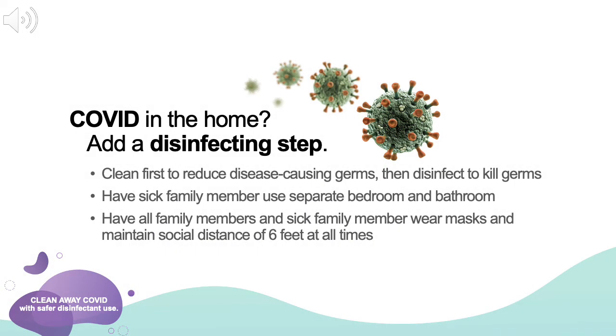If someone in your home is sick, or you think they may be sick with COVID-19, you'll need to disinfect your surfaces after cleaning them in order to protect other family members. Cleaning reduces the number of disease-causing germs in your home, and disinfecting kills the remaining germs. If possible, have the person who is sick use a separate bedroom and bathroom away from other family members. All family members, including your sick family member, should wear masks and maintain social distancing of at least 6 feet when in the same room.